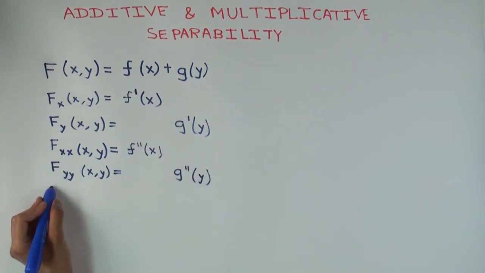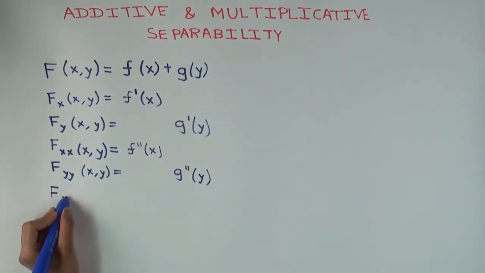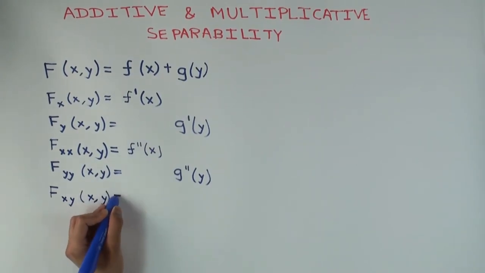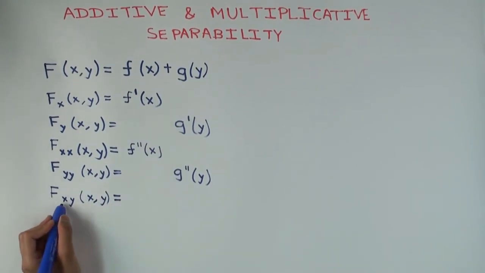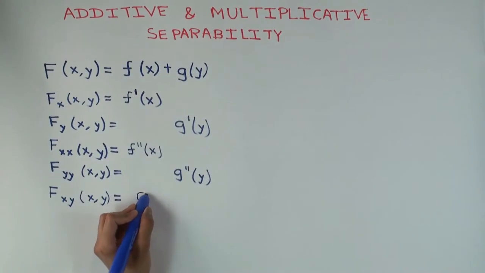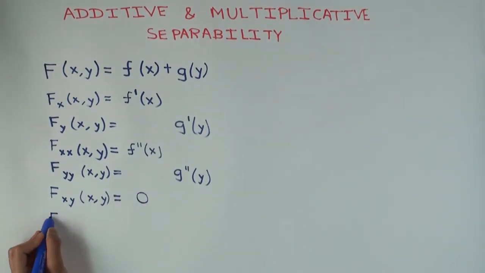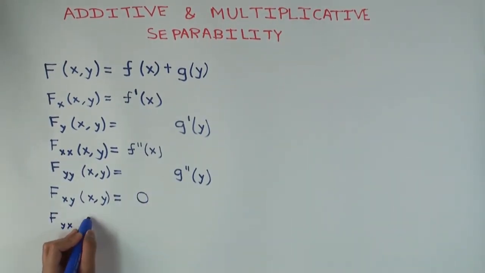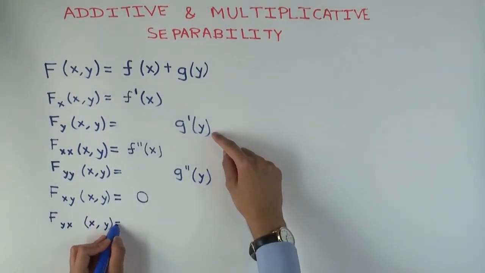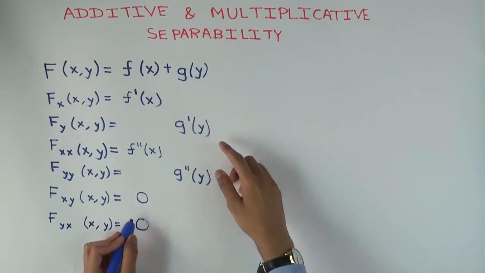Now this is a little tricky notation, a second order mixed partial. What is the derivative of capital F with respect to x, and then differentiate that with respect to y? You differentiate this with respect to y: zero. And what is F sub yx of x comma y? You differentiate this thing with respect to x. Again, zero.